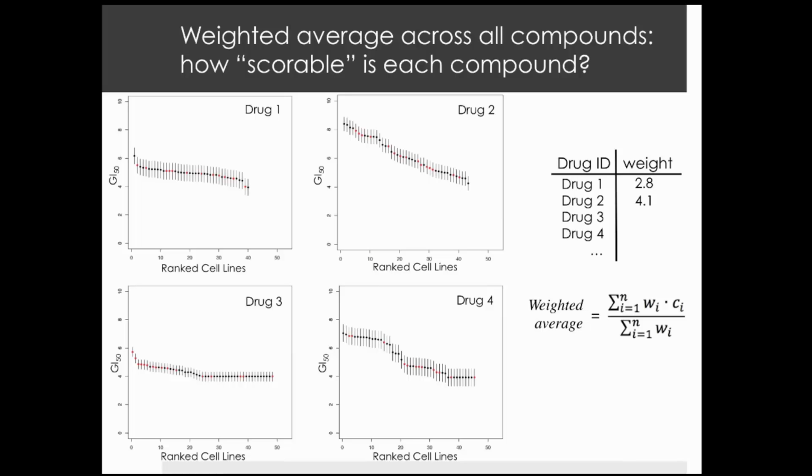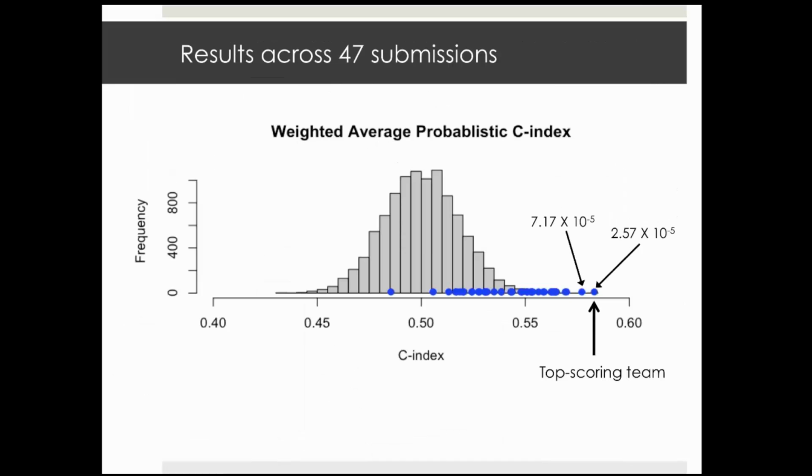So for instance, in the drug 1, the weighted average would end up being about 2.8 based on the dynamic range of the compound, or of the cell lines. For drug 2, we see there's a broader dynamic range, and so the weight would be 4.1. And for drug 3 and for drug 4, we would end up with weights of 1.3 or 3.1. Across 47 submissions, here is the distribution of those weighted probabilistic C-index scores for each of the teams.